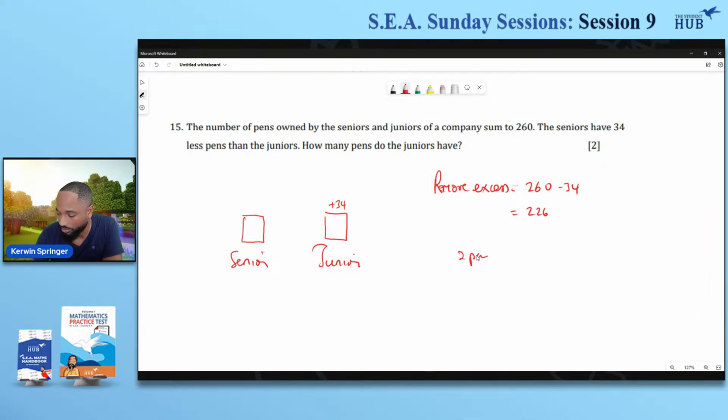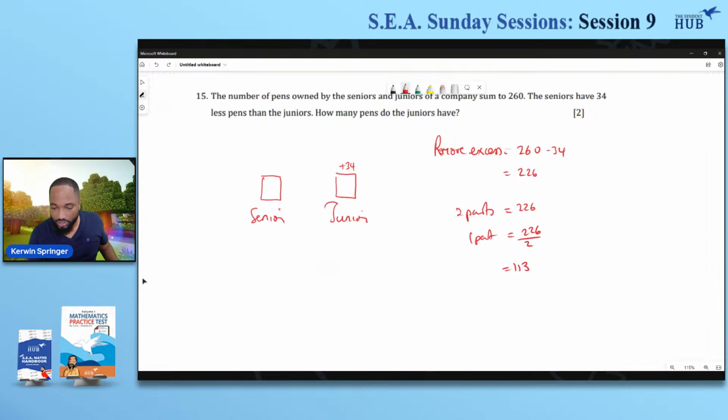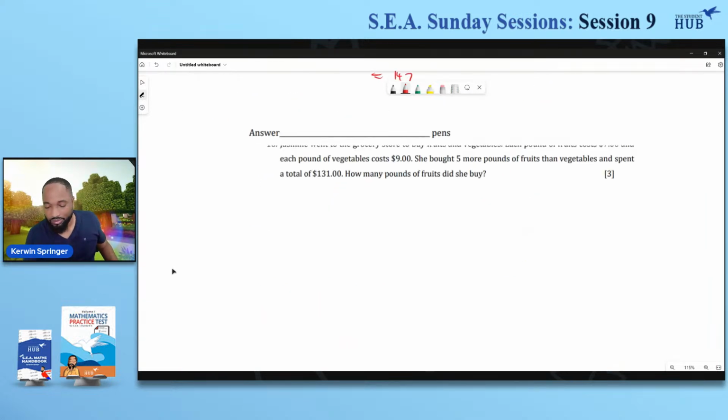So 2 parts is equal to 226. So 1 part is 226 divided by 2, which is 113. That's not the answer. We wanted to know how much the juniors get. So the juniors get 113 plus the 34, which is 147.